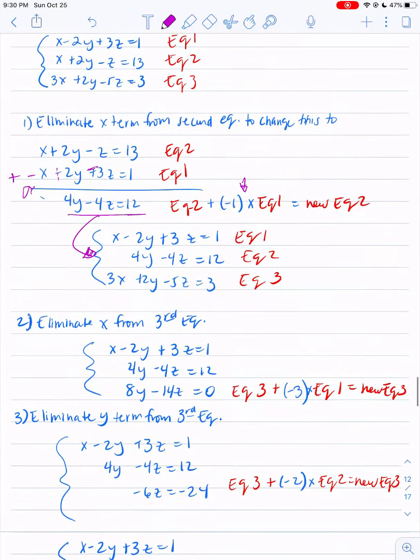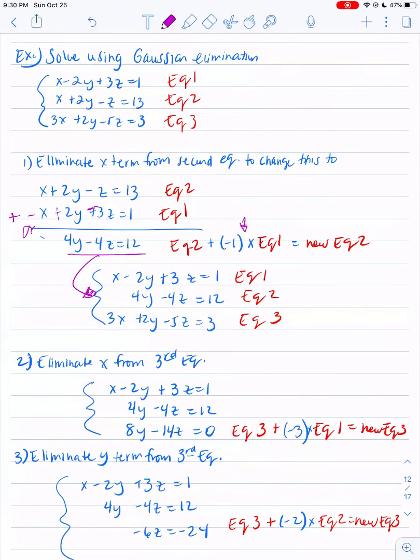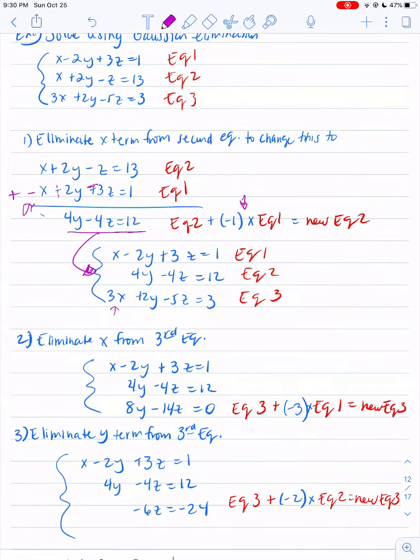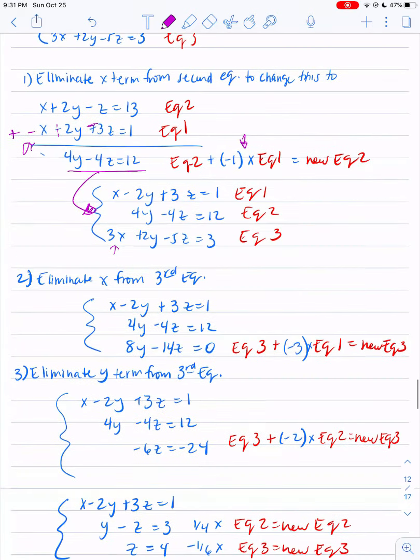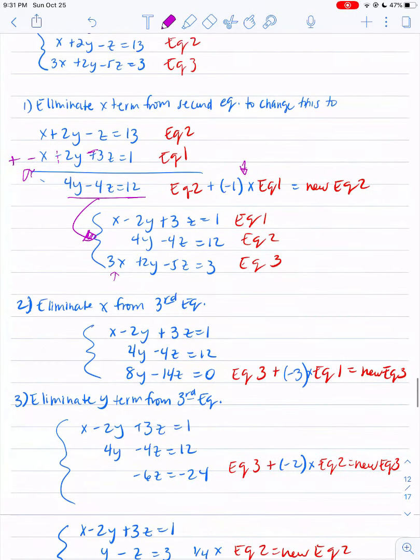So now, in order to get into triangular form, I also want x to be canceled from equation 3. So I'm going to eliminate x from the third equation. By doing that, I'm going to do equation 3 plus -3 times equation 1 to get my new equation 3.